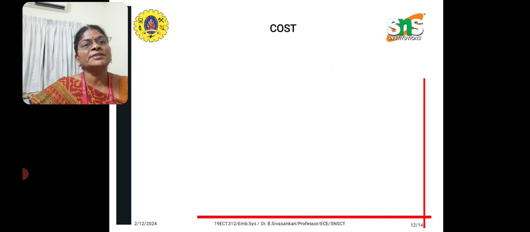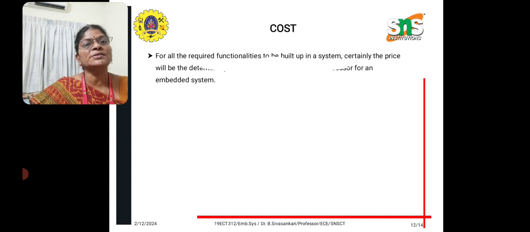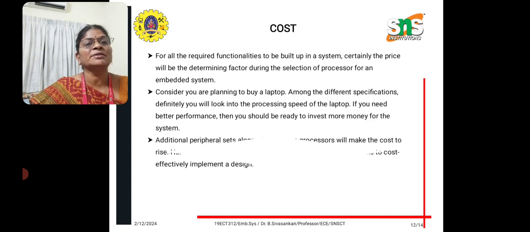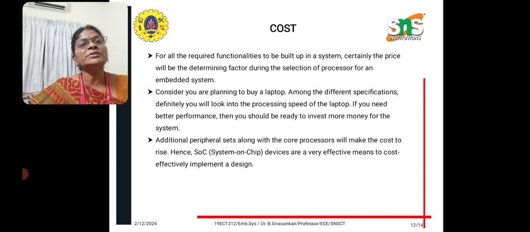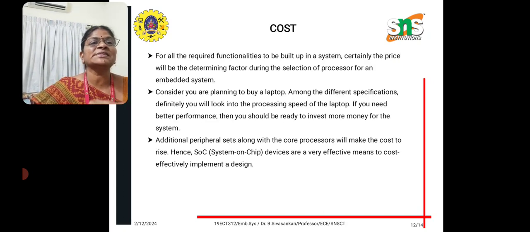And next one is cost. The last factor which an embedded designer depends on to select a processor is cost. For all the required functionalities to be built into a system, certainly the price will be the determining factor during the selection of a processor for an embedded system.